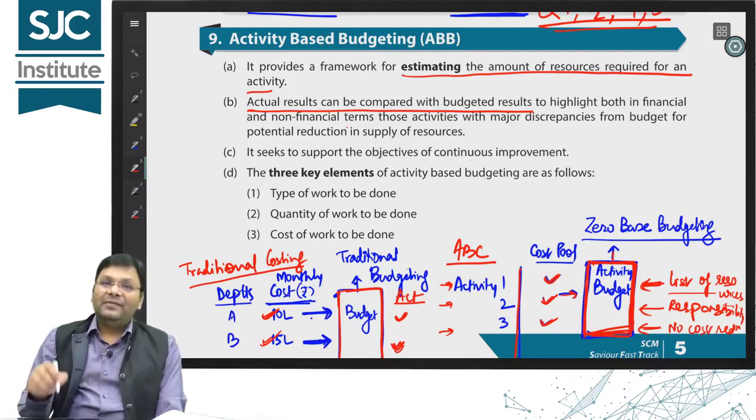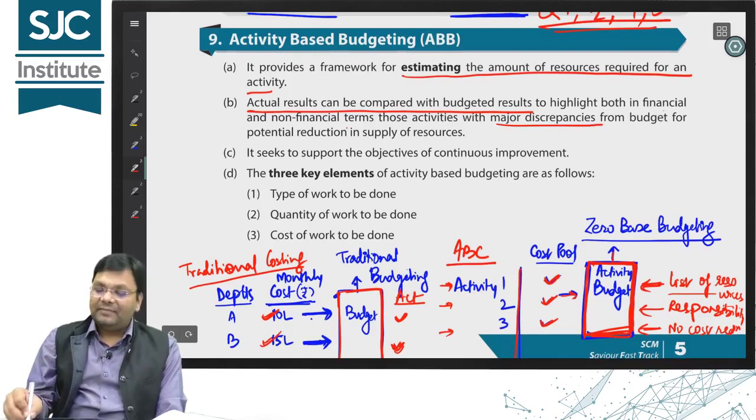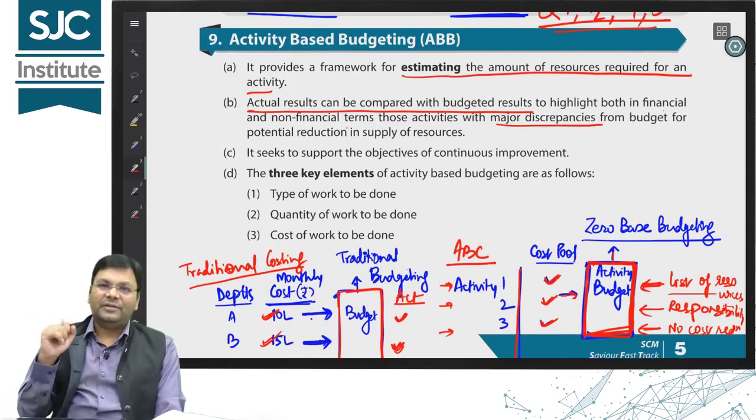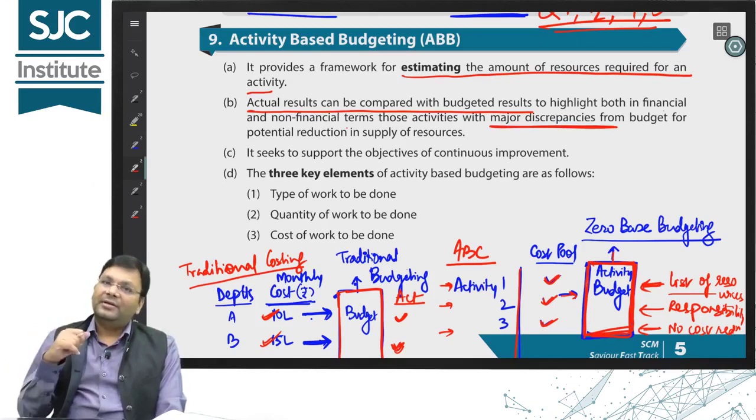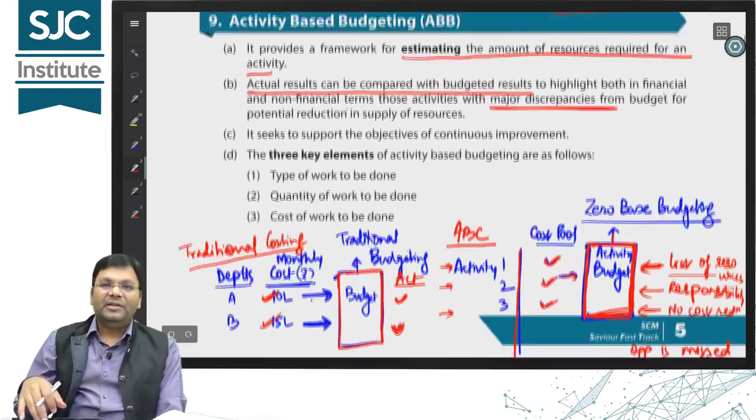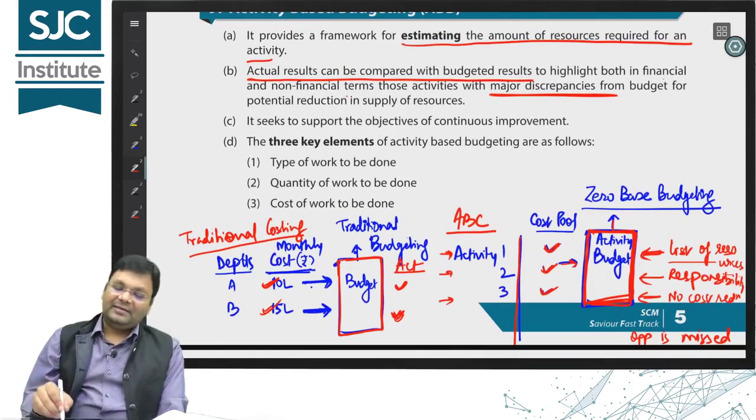So budgeting will help you to understand major discrepancies. Remember, we don't act for each and every discrepancy or deviation. We only act for those discrepancies which we cannot tolerate. So we will always find out major discrepancies from budget and seek for reduction of those discrepancies or elimination of those discrepancies. It seeks to support the objectives of continuous improvement.